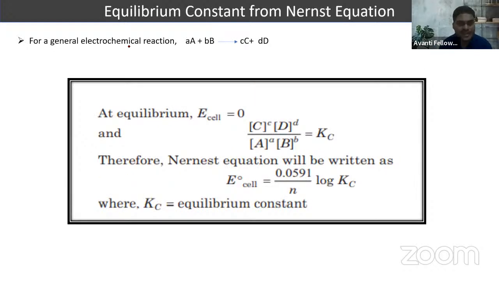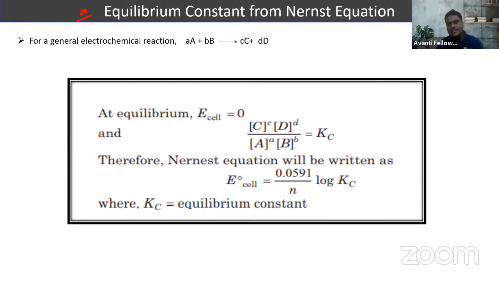Now, this one is also a very important one. That is the equilibrium constant from the Nernst equation. How will you find the equilibrium constant from the Nernst equation? So basically for the general electrochemical reaction, that is aA + bB gives us cC + dD at equilibrium, what will happen? At equilibrium, EMF of the cell is zero. Obviously, at equilibrium, the EMF of the cell is zero, right?